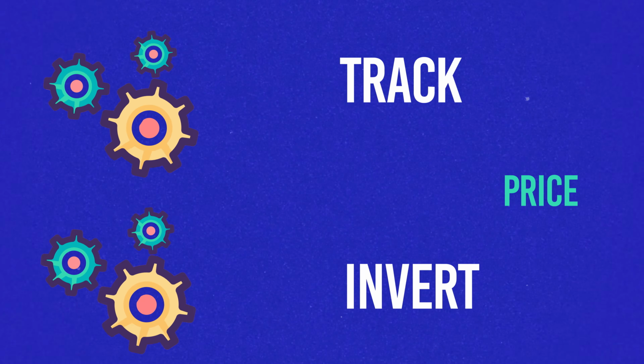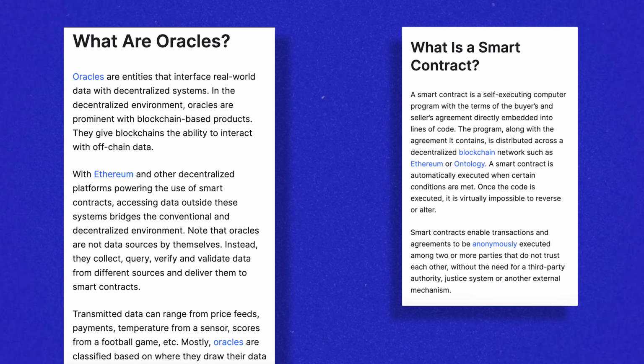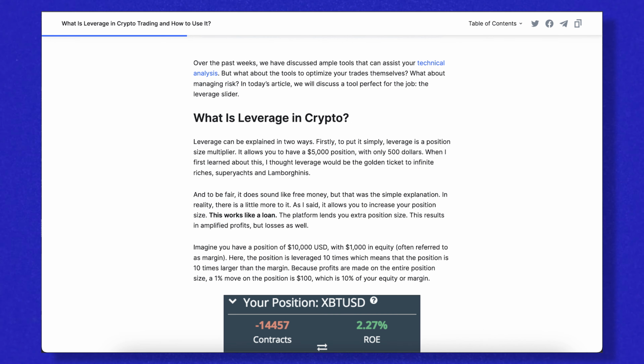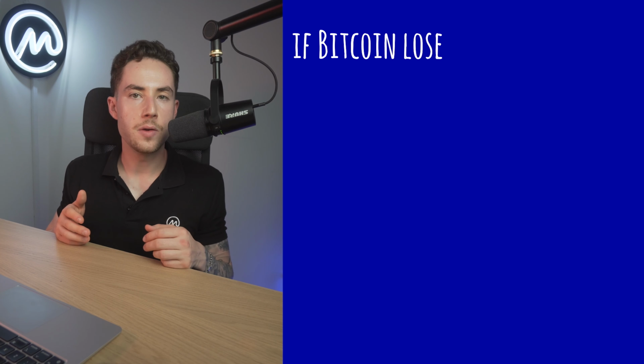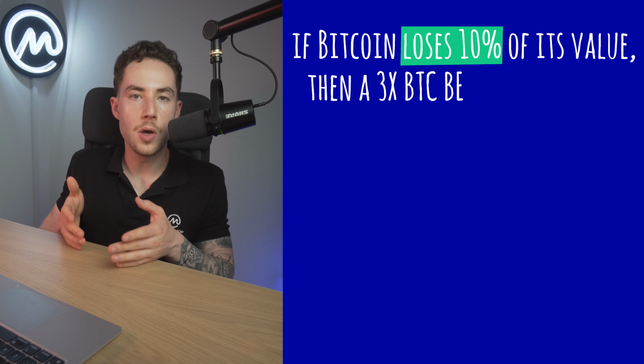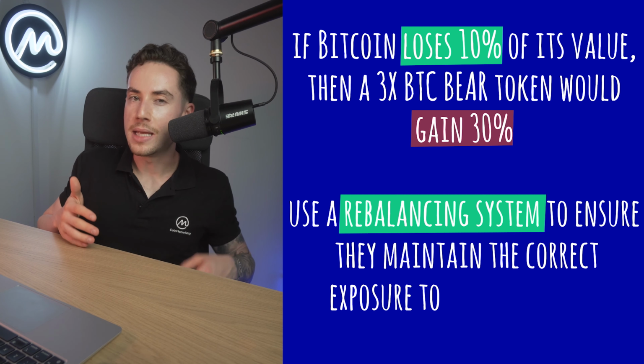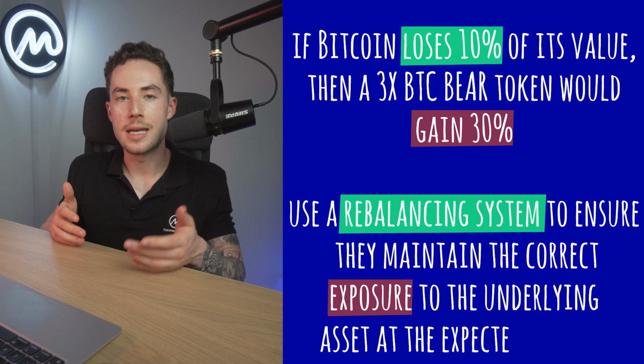These use a variety of mechanisms to track and invert the price of an associated asset, generally using a combination of Oracle price feeds and smart contract logic to track the price of an associated asset and modify the token price to provide holders with a negative 1x exposure to the price change. Inverse tokens are also available in leveraged flavor. These provide leveraged exposure to the inverse of an underlying asset's price movement. So for example, if Bitcoin loses 10% of its value, then a 3x Bitcoin bear token would gain 30%. These generally use a rebalancing system to ensure that they maintain the correct exposure to the underlying asset at the expected leverage over time.